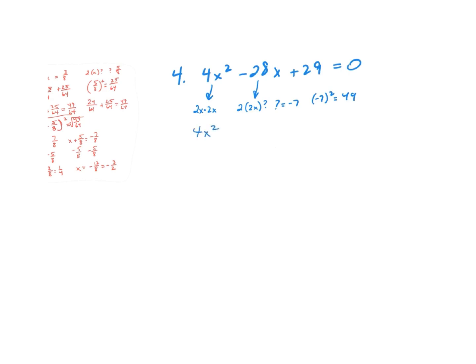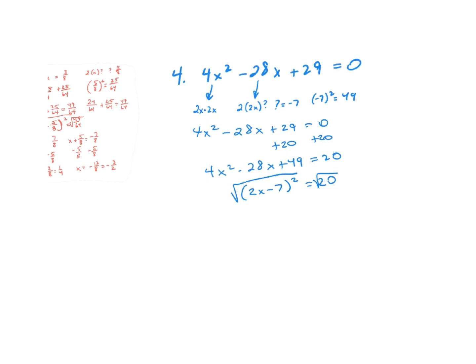So let's rewrite this. 4x squared minus 28x plus 29 equals 0. To make it 49, I'm going to add 20 to both sides. And when I do that, I get 4x squared minus 28x plus 49 is equal to 20. I have my perfect square of 2x minus 7 squared is equal to 20. Now to solve, I need to take the square root of both sides. And one thing you may notice is that 20 is not a perfect square number. So that means we are going to have an irrational answer.